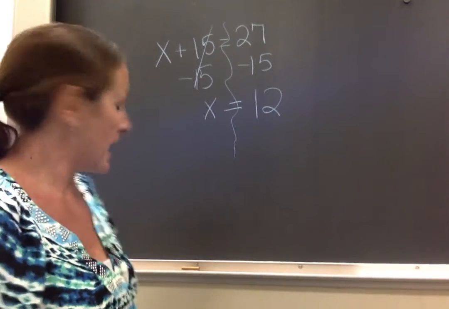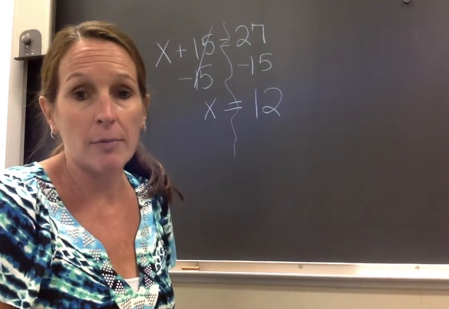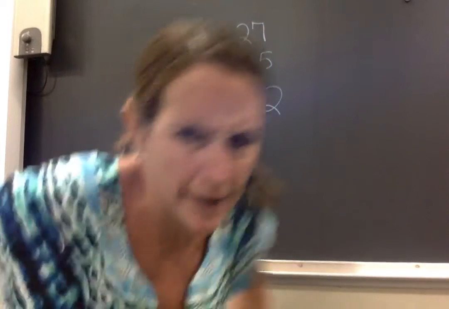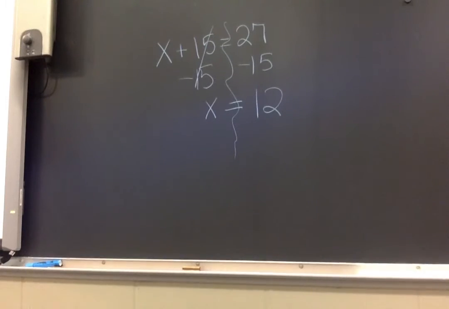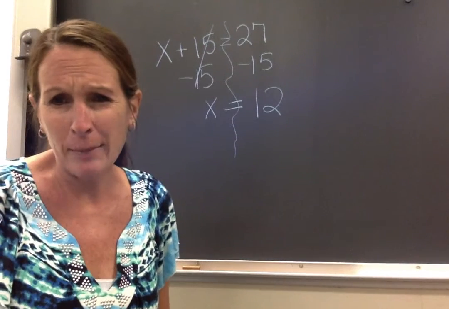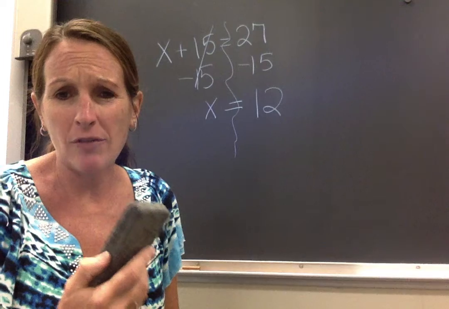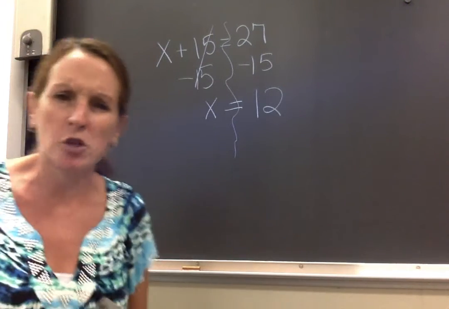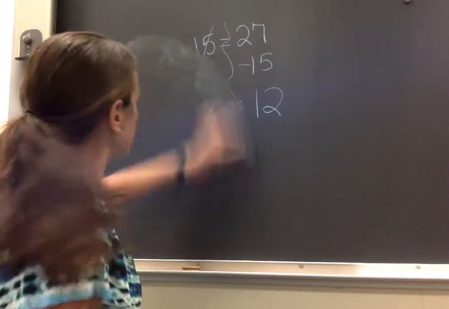Now, I may have another type of equation where I'm subtracting. So I've got to get an eraser. Hold on a second. That's called bad planning. If I would have planned ahead, I would have had my eraser, but I don't want to do the video over again. So you got a little intermission.